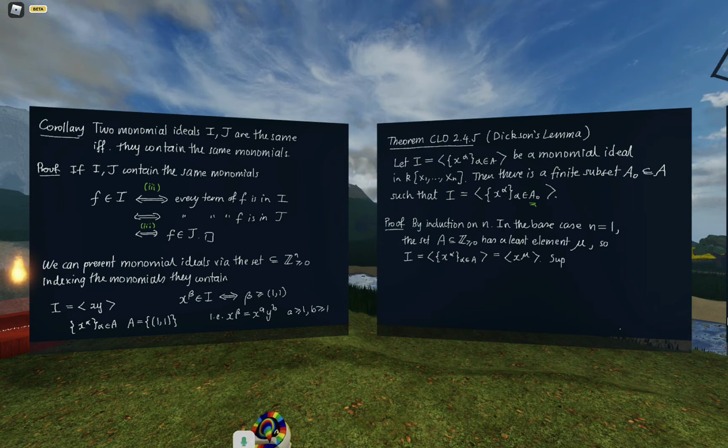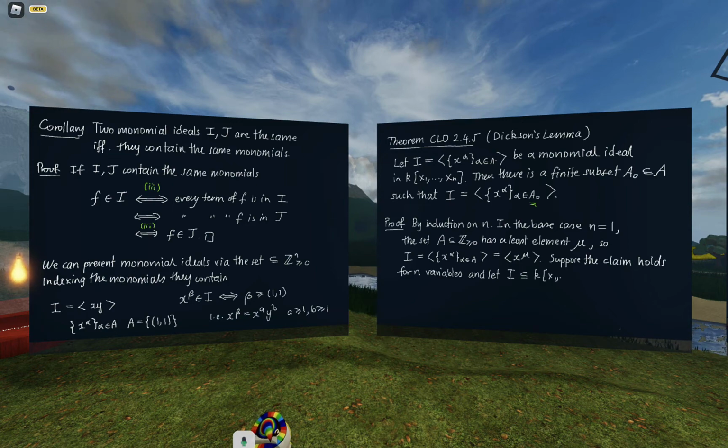All right, what about the inductive step? Well, suppose the claim holds for n variables. And let I be a monomial ideal in a polynomial ring with one more variable that I'm going to call y.